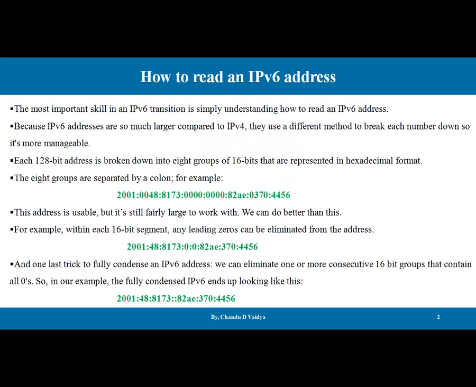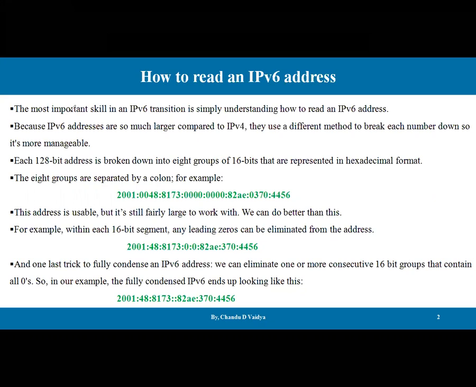So here in the first slide, we have the basics of how to read an IP version 6 address. Because the most important skill in IP version 6 transition is simply understanding how to read an IP version 6 address, because IPv6 addresses are so much larger compared to IP version 4. They use a different method to break each number down so it's more manageable. It is 4 times larger than IP version 4. IP version 4 is 32 bit and IPv6 is 128 bit.